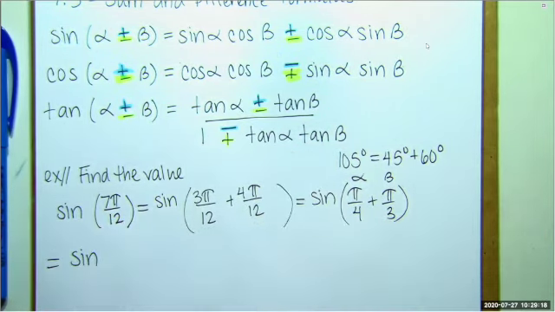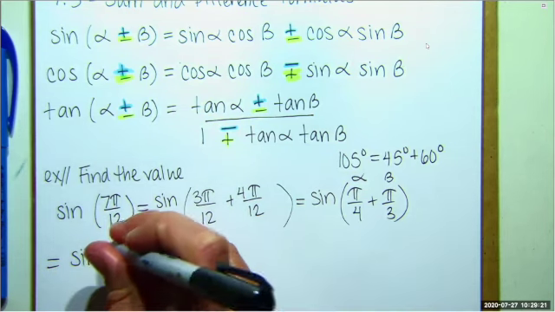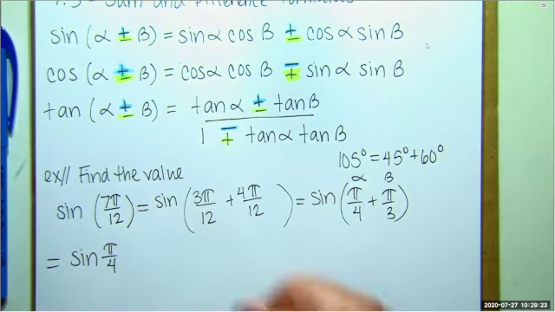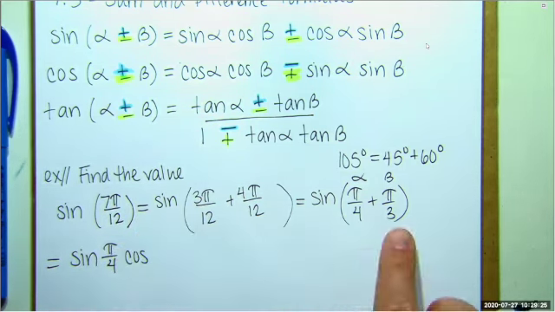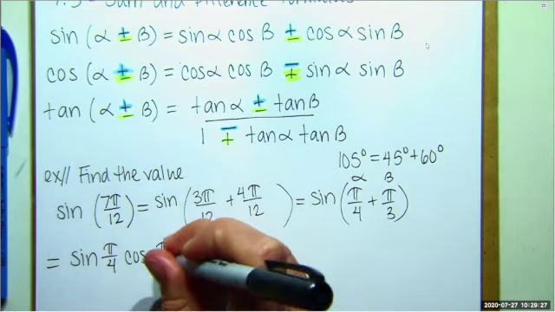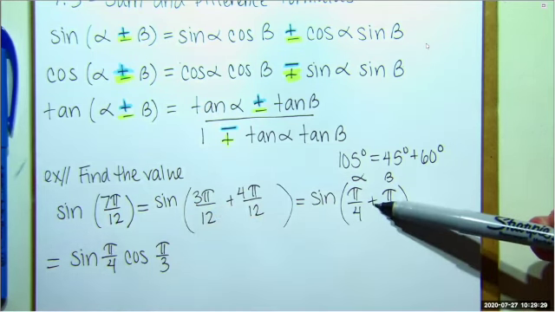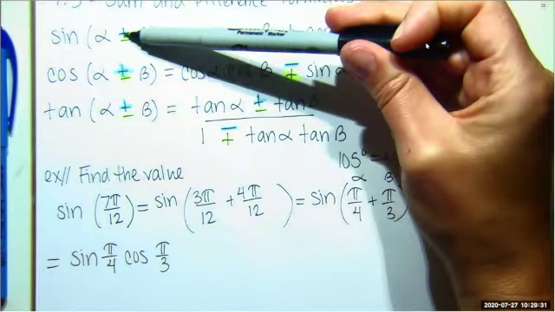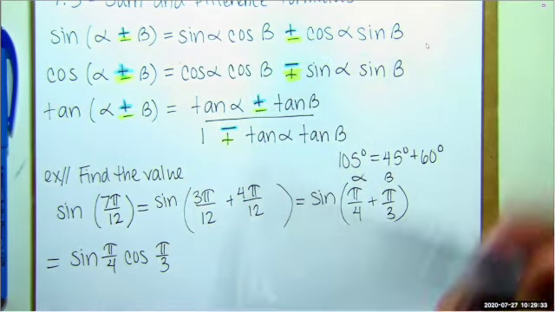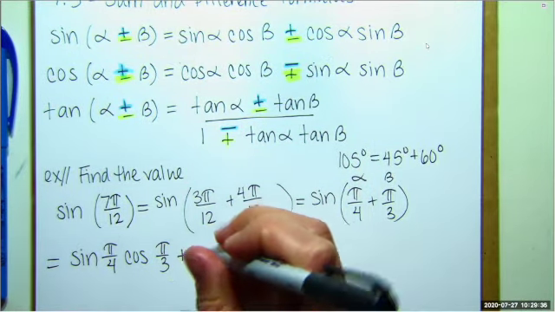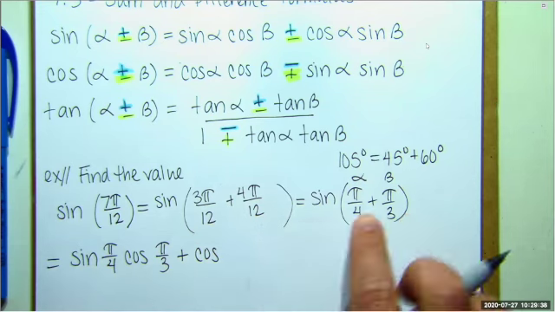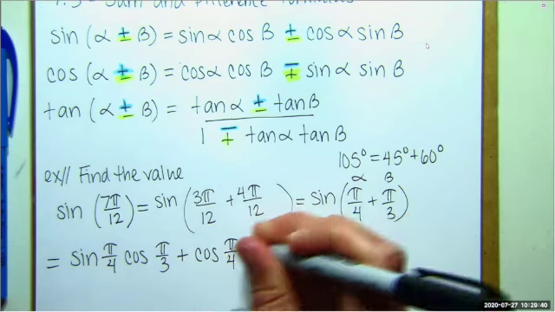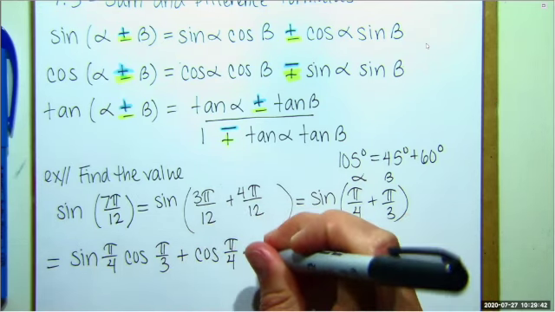So using my formula, I get sine of alpha, which is pi over 4, times cosine of beta, which is pi over 3. Since we have the plus here, that's the top operator. We need to use this top operator. So we have cosine alpha, which is pi over 4, times sine of beta, which is pi over 3.